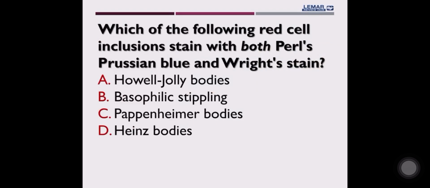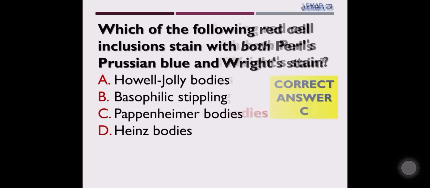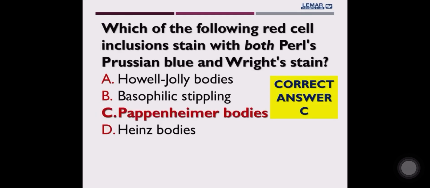Which of the following red cell inclusion stain with both Prussian blue stain and Wright stain? A. Howell-Jolly bodies, B. Basophilic stippling, C. Pappenheimer bodies, or D. Heinz. Remember, yung Prussian blue is an iron stain. So, Pappenheimer bodies. Correct answer, letter C.